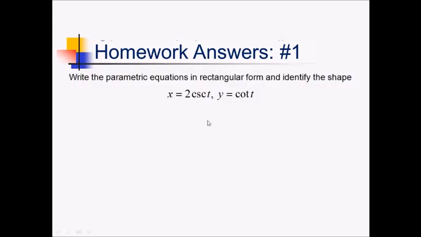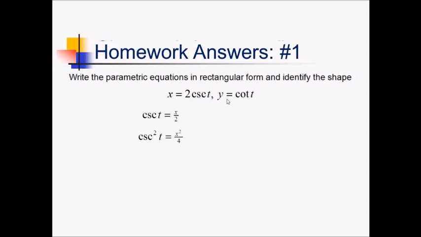On this problem, we're trying to write these parametric equations in a rectangular form and identify the shape. So I'm going to start, since I have trig functions, by isolating the trig functions and squaring both sides. So over here we can write cosecant t equals x over 2. The reason I'm doing this is I'm eventually going to plug these into Pythagorean identities. So now I can write this as cosecant squared of t equals x squared over 4. Again, just squaring both sides.